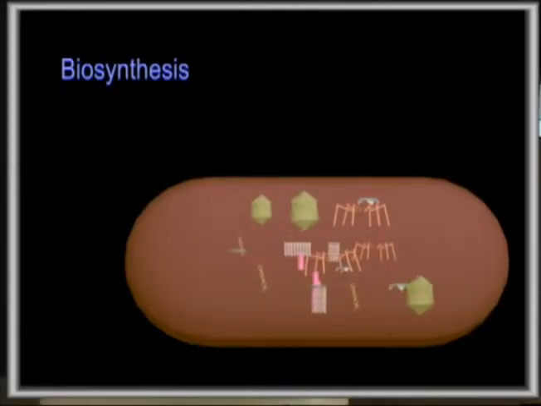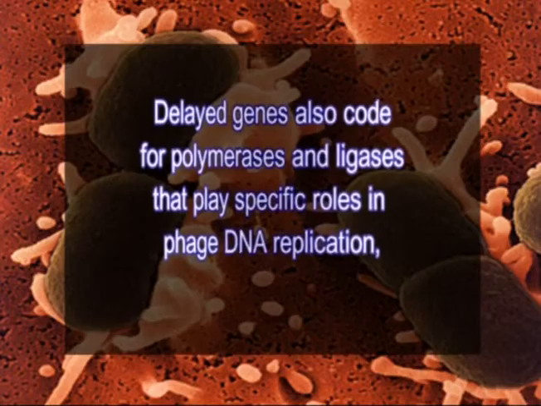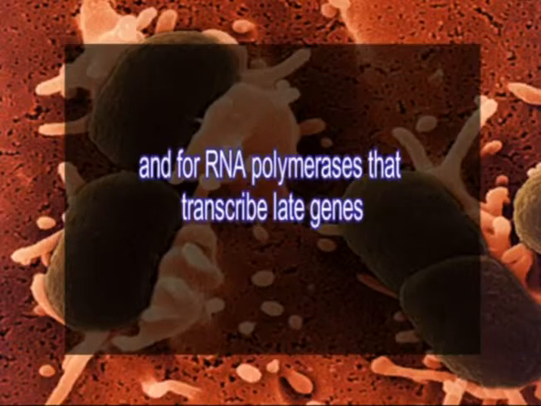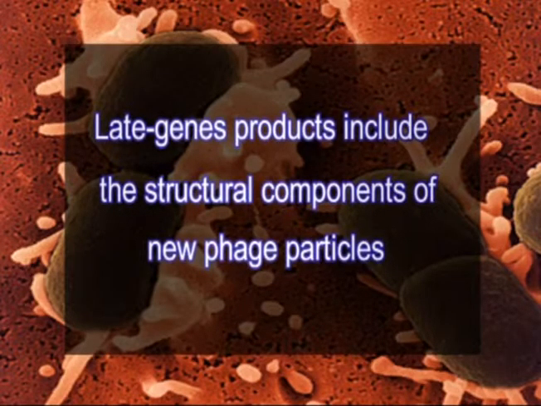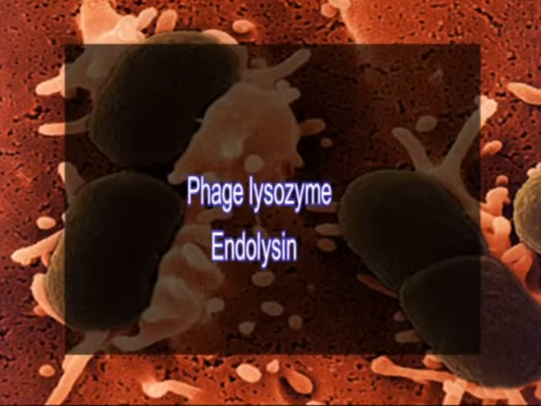Delayed early phage genes code for phage enzymes which are responsible for formation of unique phage DNA constituents. Delayed genes also code for polymerases and ligases that play a specific role in phage DNA replication and for RNA polymerases that transcribe late genes. Late gene products include the structural components of new phage particles, for example, head, tail, and tail fibers. They also include a phage lysozyme, which is an endolysin, which will lyse the bacterial cell, releasing the mature virions.